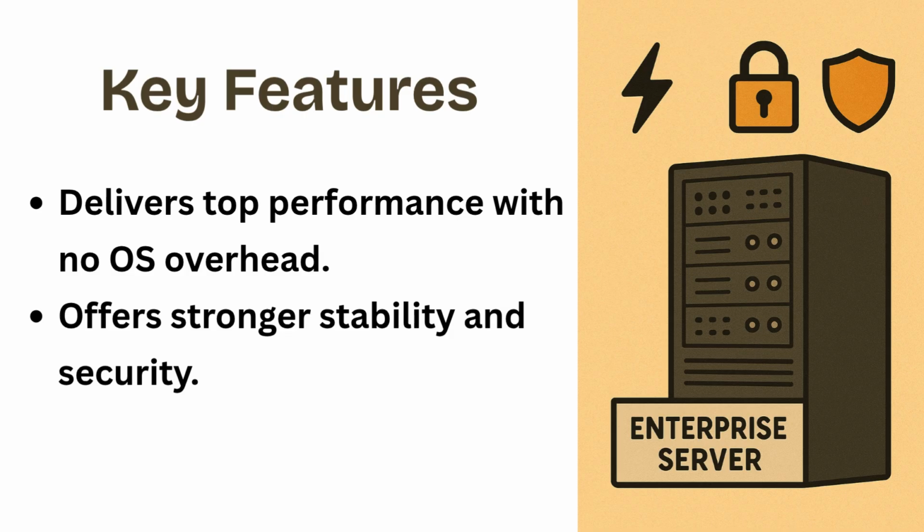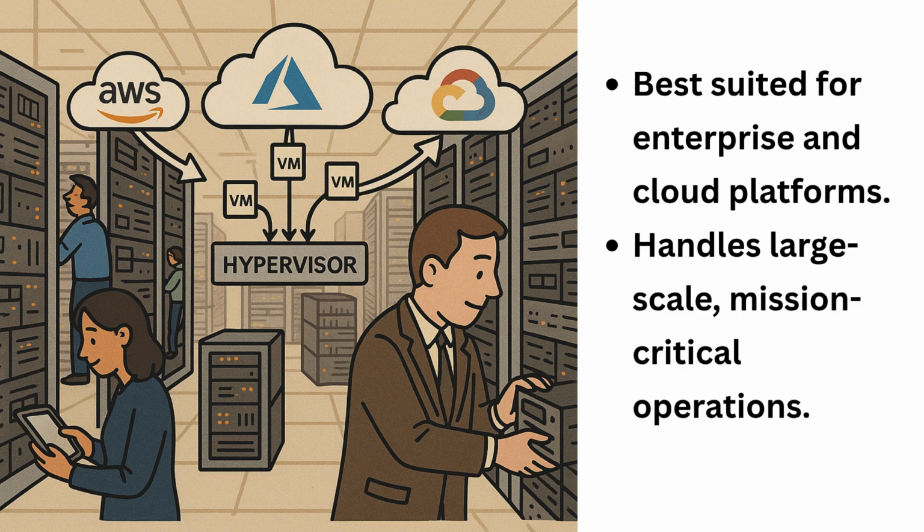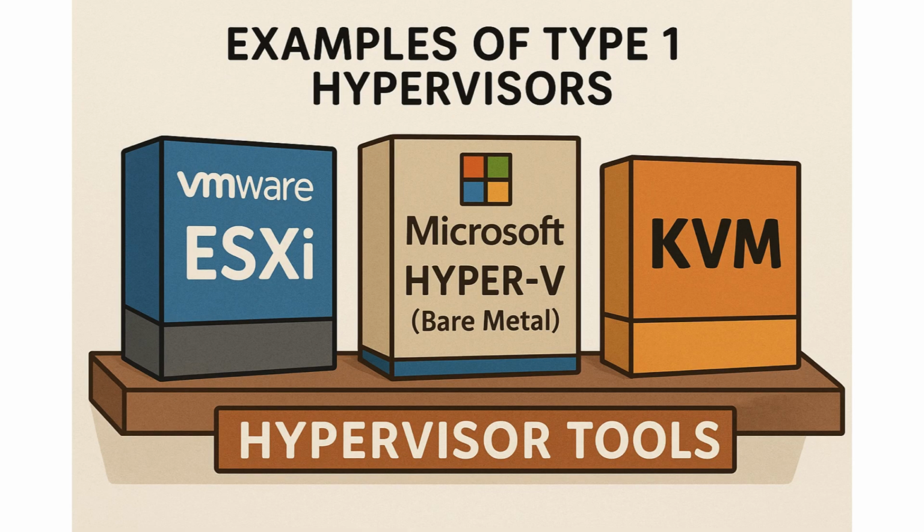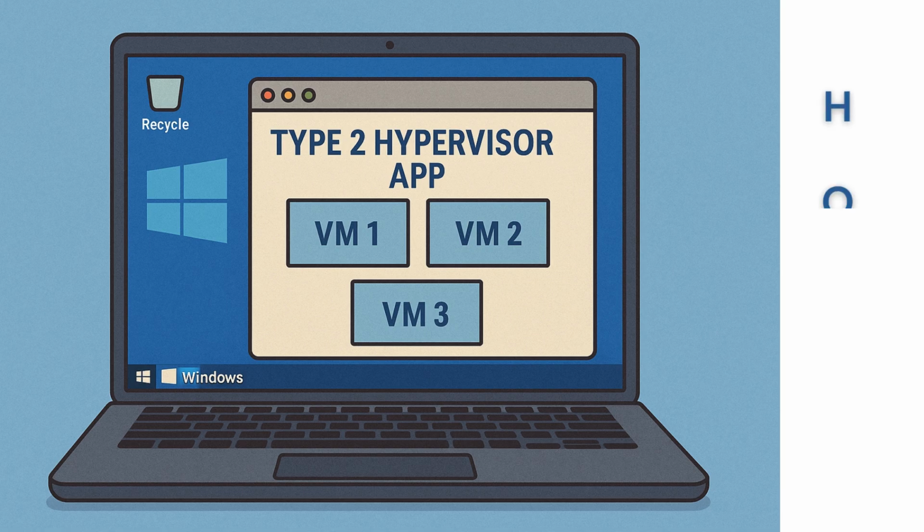between. Key features. Highest performance, no OS overhead. Better security and stability. Ideal for enterprise servers and cloud platforms. Used by data centers, cloud providers like AWS, Azure, GCP. Examples: VMware ESXi, Microsoft Hyper-V bare metal version, KVM kernel-based virtual machine.